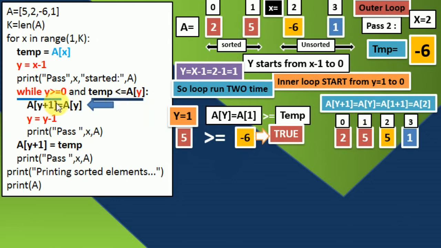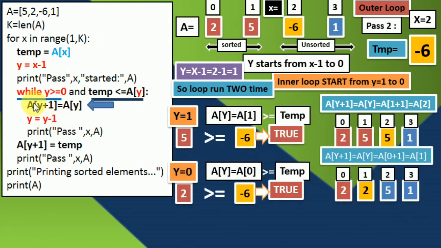Why? Because a of y plus 1 is equal to a of y. So 1 plus 1 is going to be 2, means this value is going to be overridden with the previous value, that is 5. Next time the loop executes, y is equal to y minus 1, now 0. Now a of 0, that is inside a of 0, that is 2.